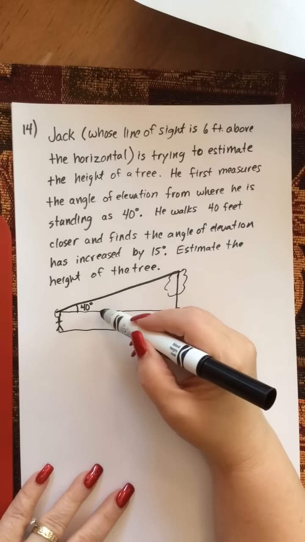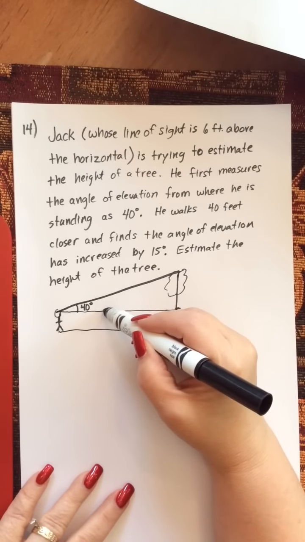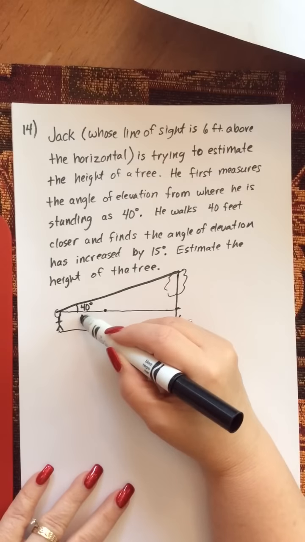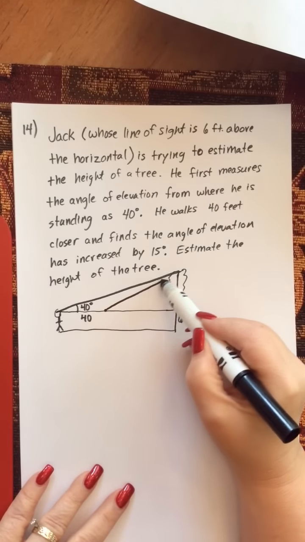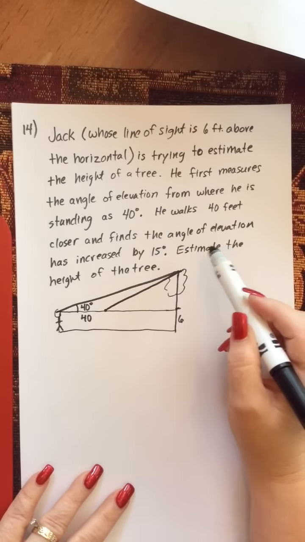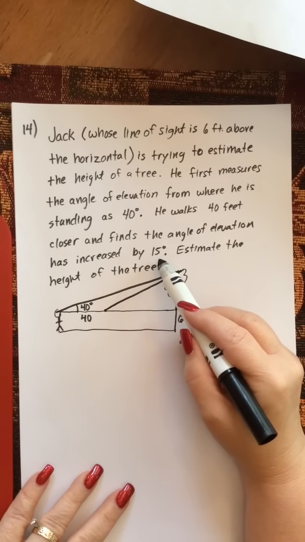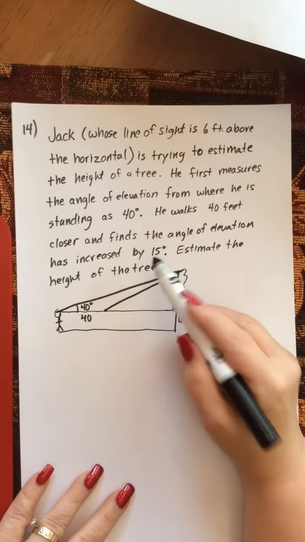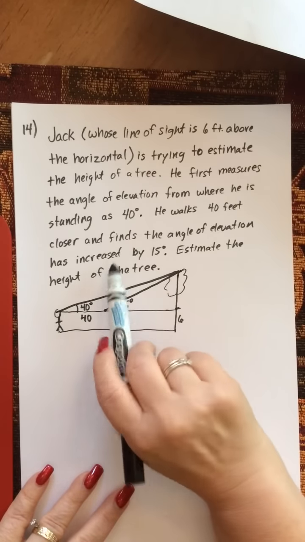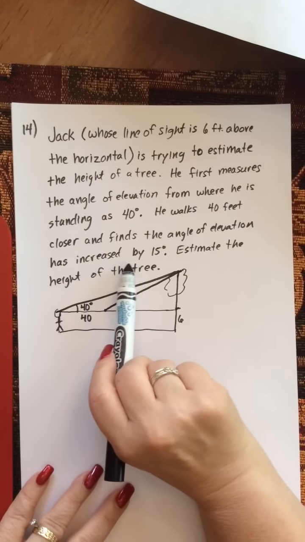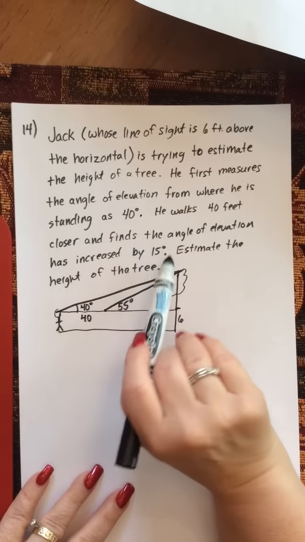Then he walks 40 feet closer. So tap, tap, tap, he walks all the way over to here. So now he's 40 feet closer, and he measures the angle of elevation again. But this time, it has increased by 15 degrees. 40 plus 15 would give me 55 degrees then, because it says he finds the angle of elevation has increased by 15 degrees. It was 40, so now it's 55.